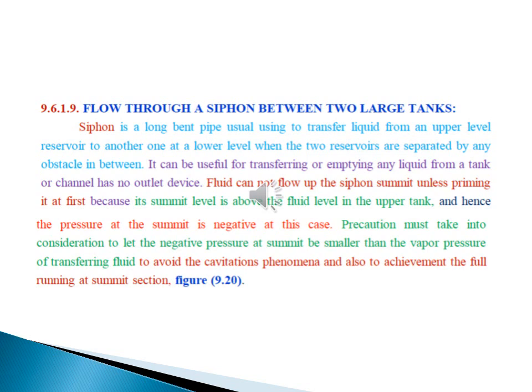Fluid can't flow up the siphon summit unless it is primed at first, because its summit level is above the fluid level in the upper tank, and hence the pressure at the summit is negative in this case. Care and precaution must be taken so that the negative pressure at the summit is not lower than the vapor pressure of the transferred fluid, to avoid the cavitation phenomenon and also to achieve full running at the summit section.